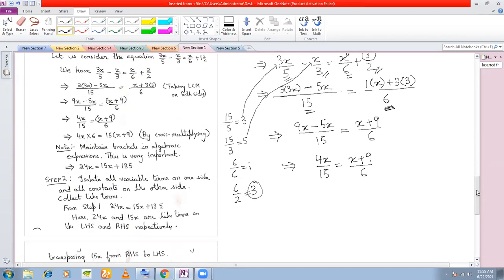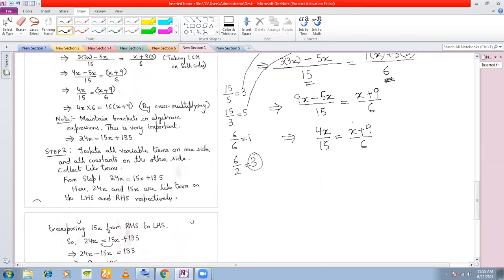Now whenever you see in an equation an algebraic expression which contains 2 or more terms, see, x plus 9 contains 2 or more terms, you insert brackets always, right? There's a reason why you insert brackets. The reason is because when you are cross multiplying, 6 into 4x is equal to 15 into (x plus 9). That is why we insert the bracket, because we want to multiply 15 by this x and 15 by this 9 also. We are multiplying 15 throughout.